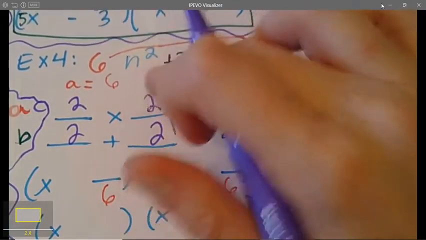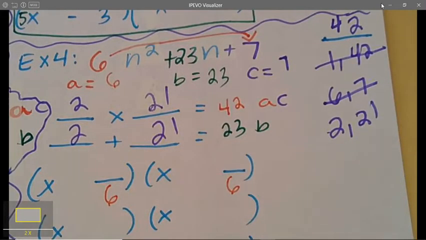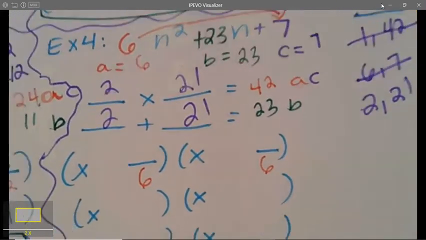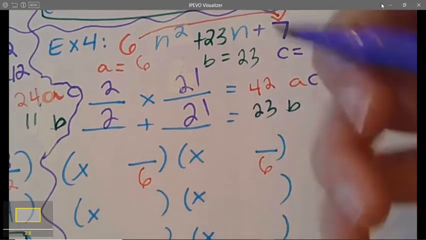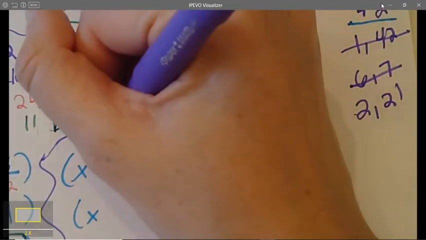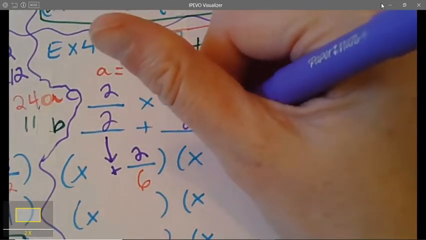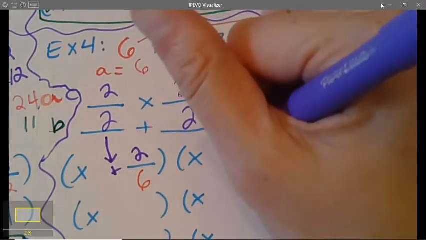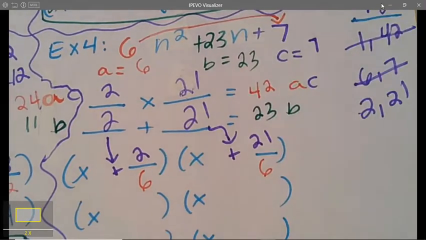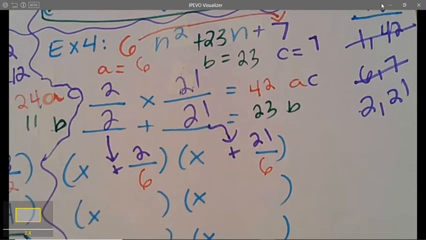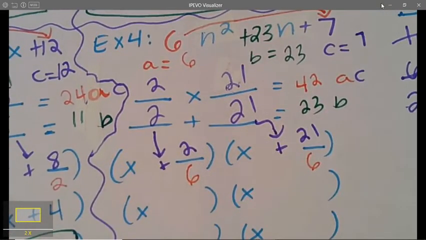Okay. So I have found my numbers, which means I need to slide them into my parentheses with the x's. So I'm going to bring down my positive 2, so plus 2. And I'm going to bring on down my positive 21, so plus 21. Okay, let's start simplifying these fractions down, which guess what, you guys? I can simplify both of these.